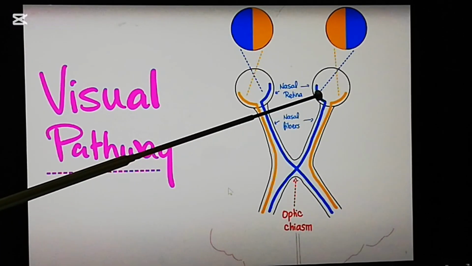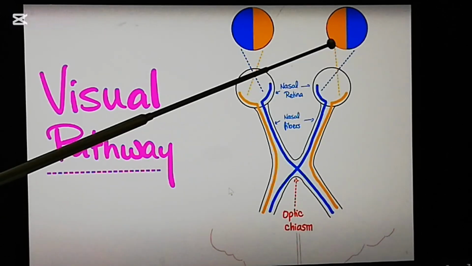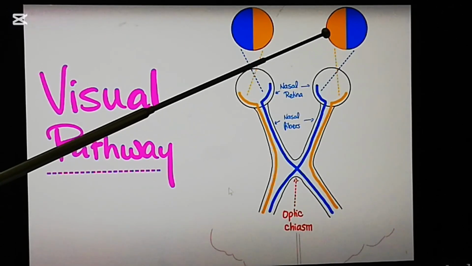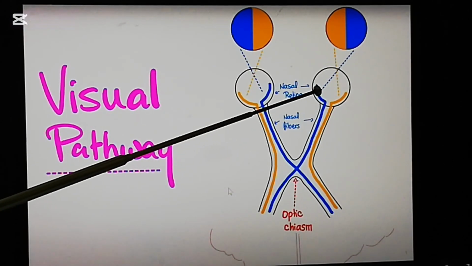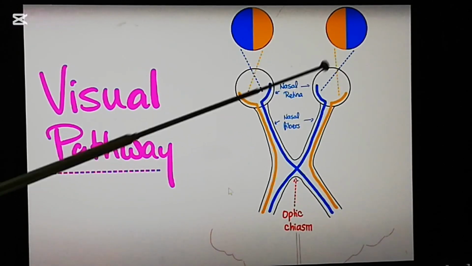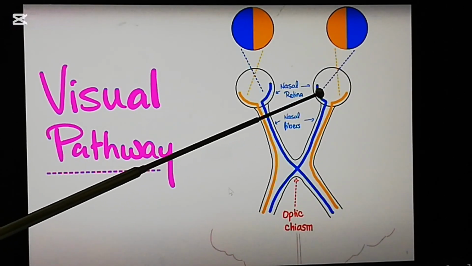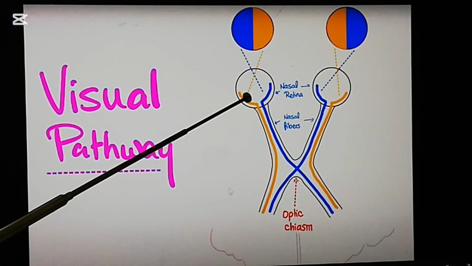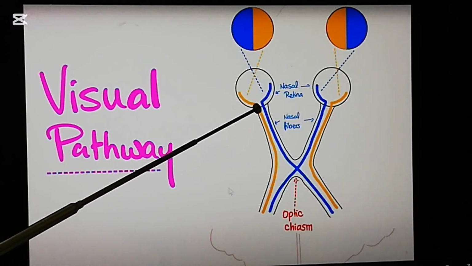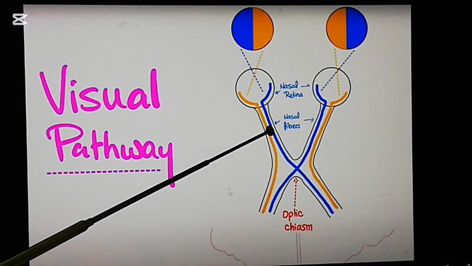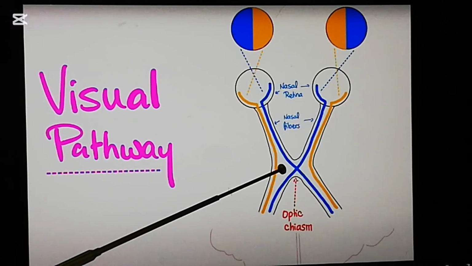Again, in the retina, the lateral or temporal retina will receive the nasal visual field and the nasal retinal fibers will receive the temporal visual field. So what happened next? As you can see, the fibers from the temporal half of the retina will run in the optic nerve, then they will reach the optic chiasm.